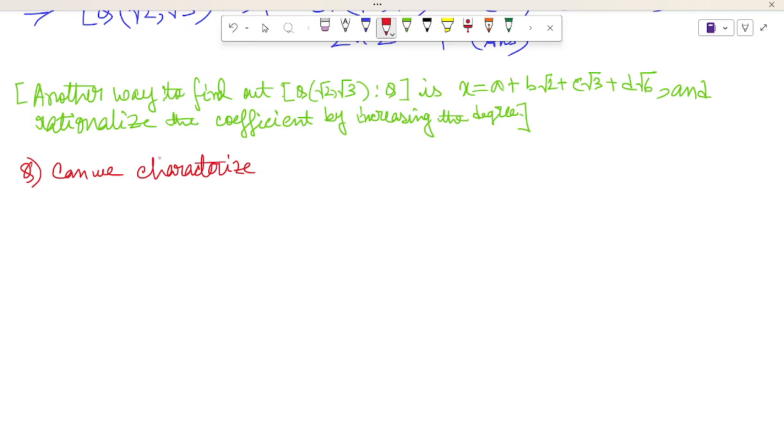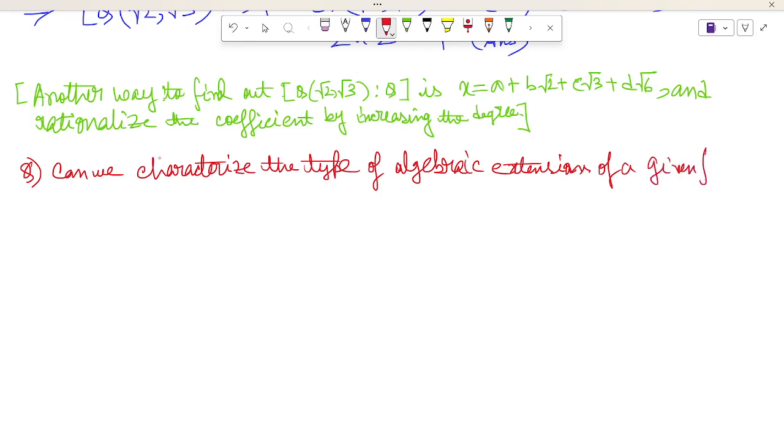Characterize the type of algebraic extension. So that is our next theorem. The answer is yes. Why is the answer yes? We will answer in our next theorem.